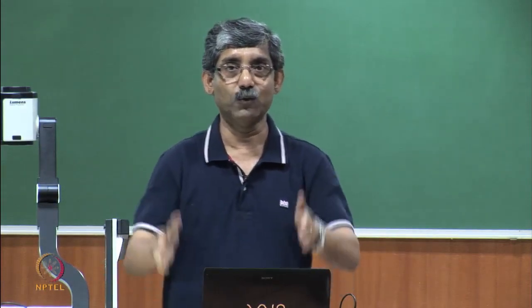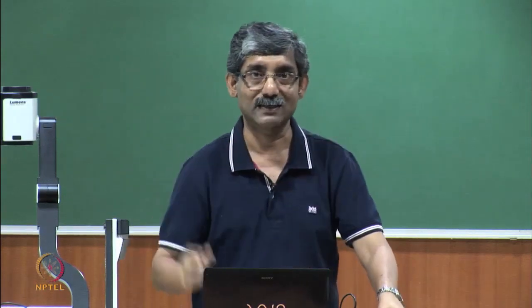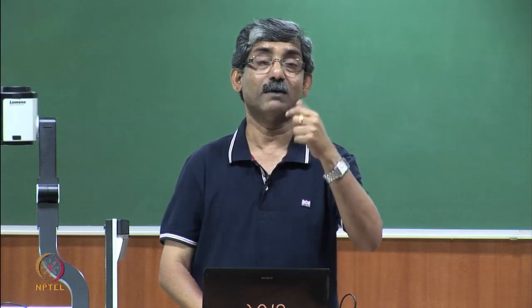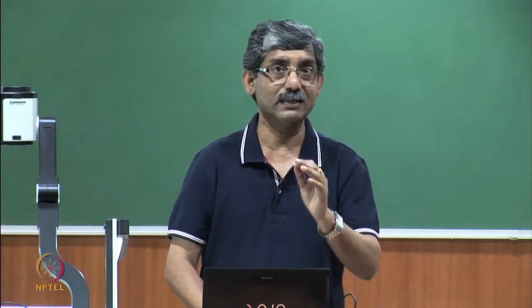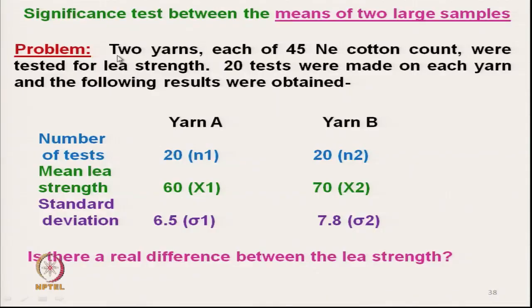When we try to compare two individual samples for their significance, we have to use some different methods. Now, let us see this example. From this example, it will be very clear. Now, two yarns, each of 45 NE count, okay, were tested for lea strength. 20 tests were made on each yarn and the following results were obtained. Yarn A 20 tests, yarn B 20 tests, mean strength here is 60 pound, and here it is 70, and standard deviation here, sigma 1, is 6.5 and here sigma 2 is 7.8.